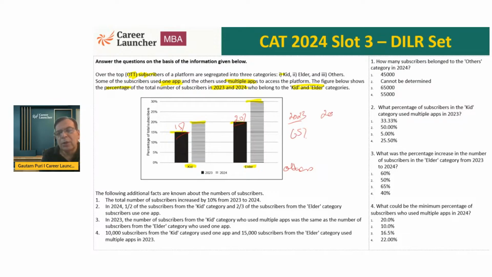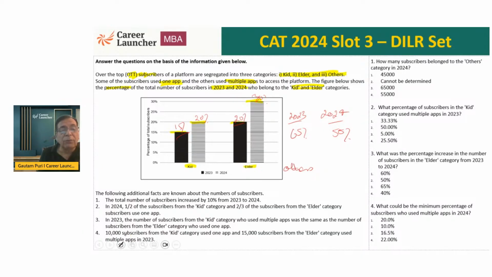And by the same logic, you could even say for 2024, kids were 20%, elders are 30%, so others will be 50%. Okay, because the summation of kids plus elders plus others obviously has to be 100%. ना तो ये तो है बहुत अच्छा सेट है. Now what is good about the set so far is the data बहुत आसान है, easy to understand, and the numbers are very convenient.